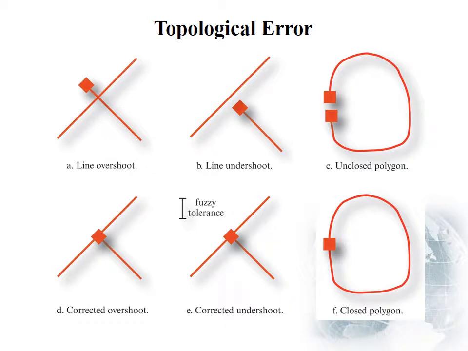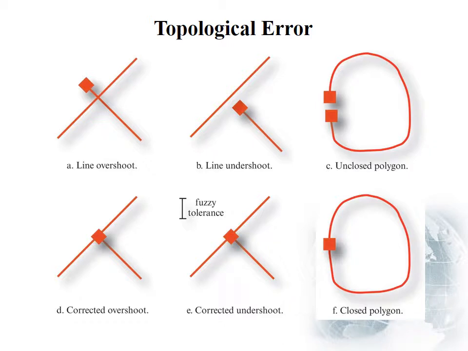The examples here might be for area and for a road network. So looking at the left-hand two-thirds of the diagram, where we're looking at the line features, imagine that this is a road network. And so here are some errors that can happen related to two roads that may intersect.